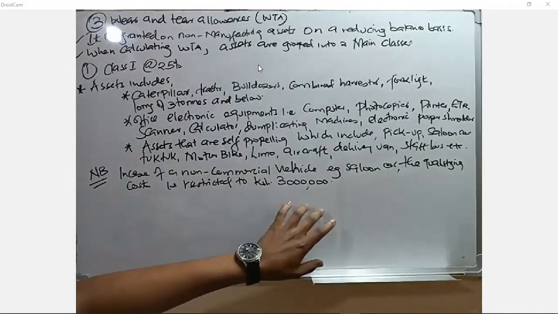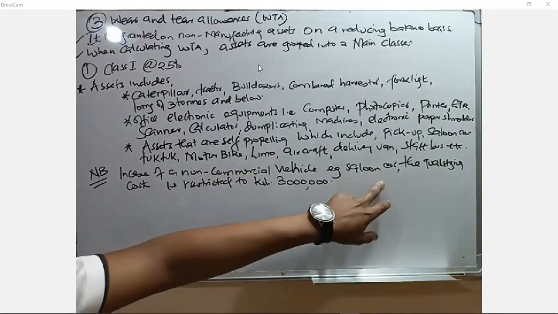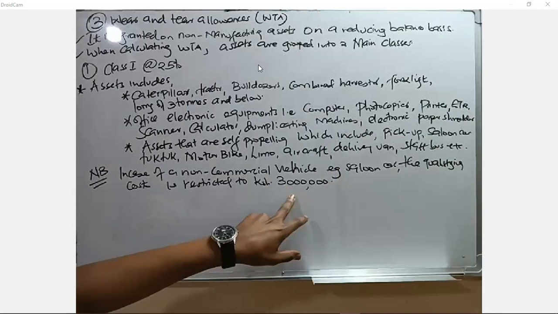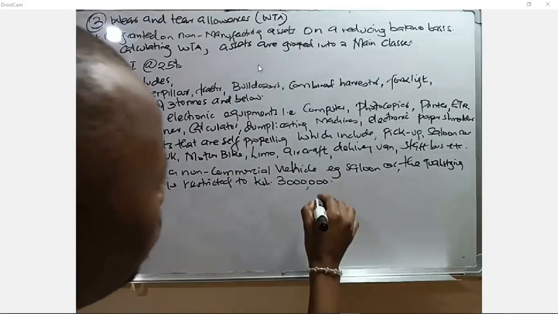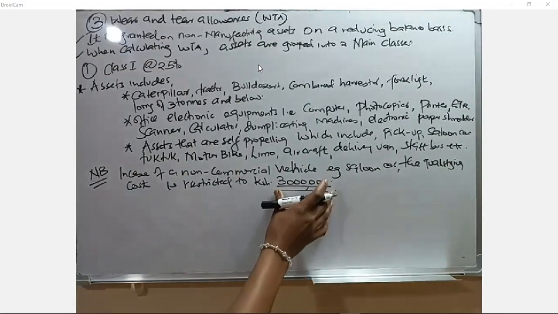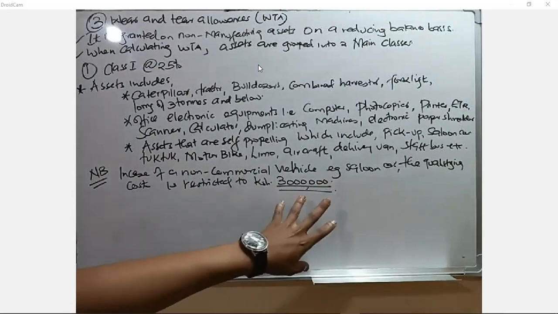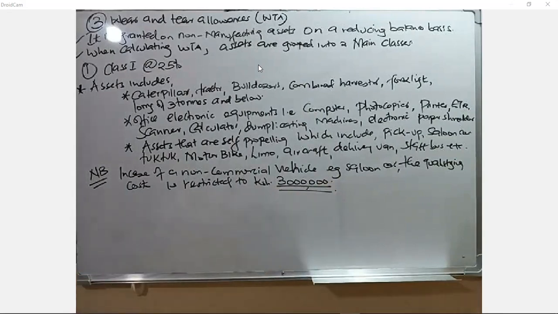For instance, if your saloon car is 4 million, you restrict that 4 million to 3 million. 3 million is the one that qualifies for capital allowances. We don't allow above 3 million to qualify for capital allowance, but below, say 2.8 million, you put 2.8. But if it is above 3 million, that does not necessarily qualify for capital allowances.